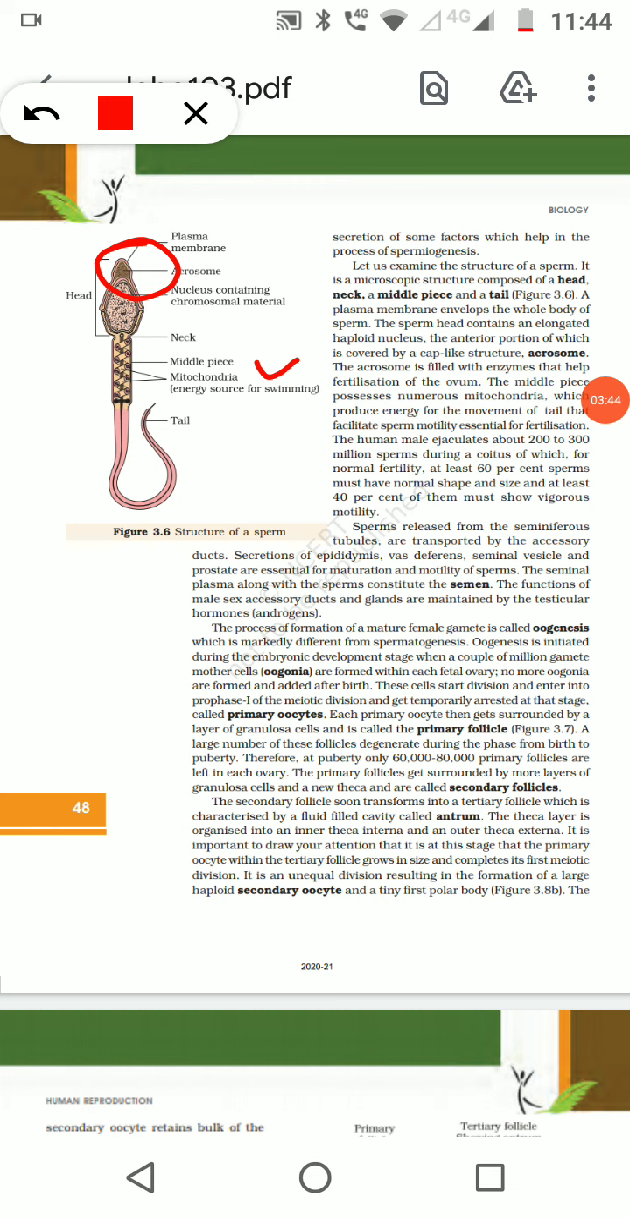Okay, so this is the structure of the sperm, and when the sperm is ejected along with the seminal plasma, the seminal plasma and the sperm together are known as semen. The functions of the male accessory ducts and glands are maintained by the testicular hormones.